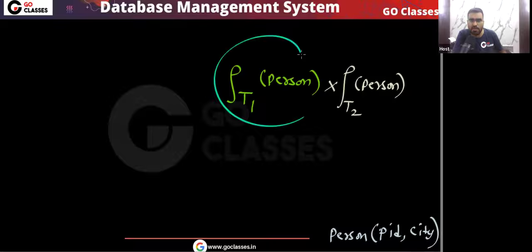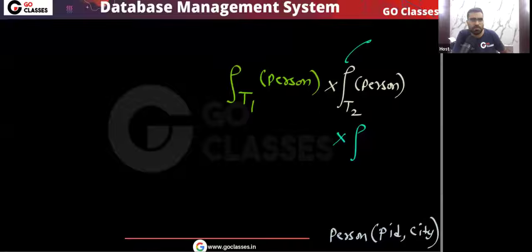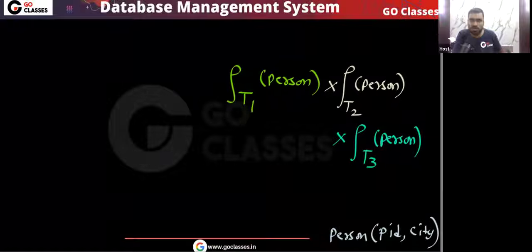Now you can see I am creating 3 copies of this person table, cross product, rename. This is the rename operator. I am renaming, and you can see I am creating 3 copies of this person table.